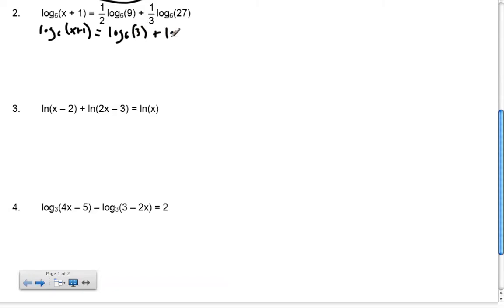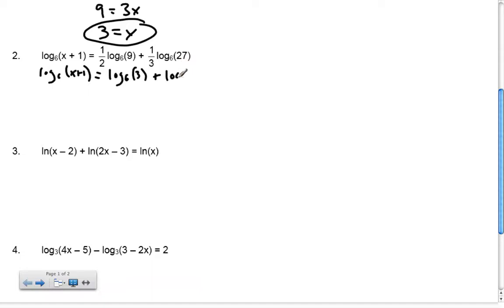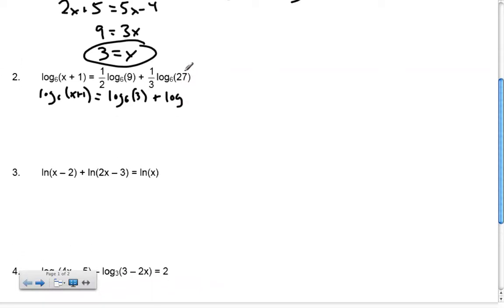Plus log base 6 of, I'm going to take this 1/3 and it's going to become the exponent of 27. So what's 27 raised to the 1/3 power? Or what is the cube root of 27? That ends up being 3 as well. Okay, so we got rid of the crazy fractions, which I know you guys love fractions.